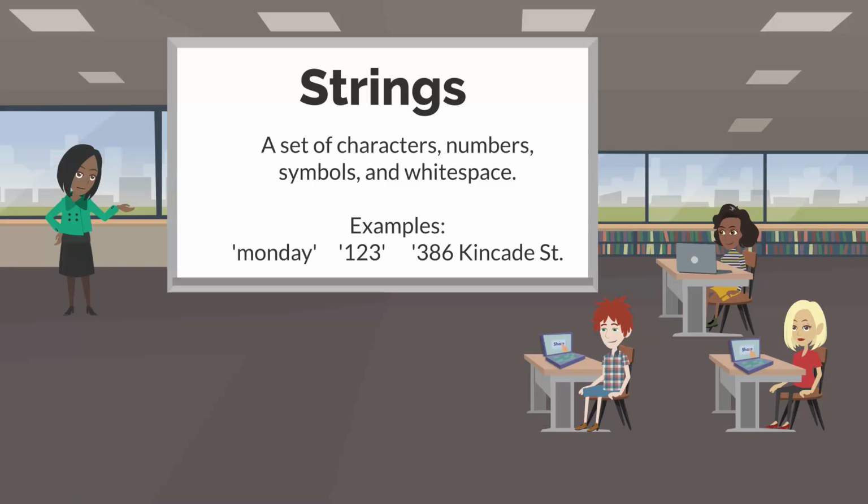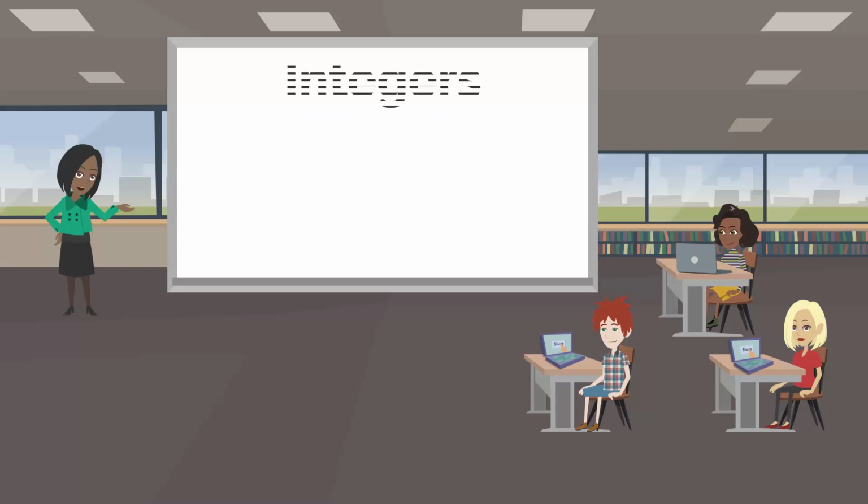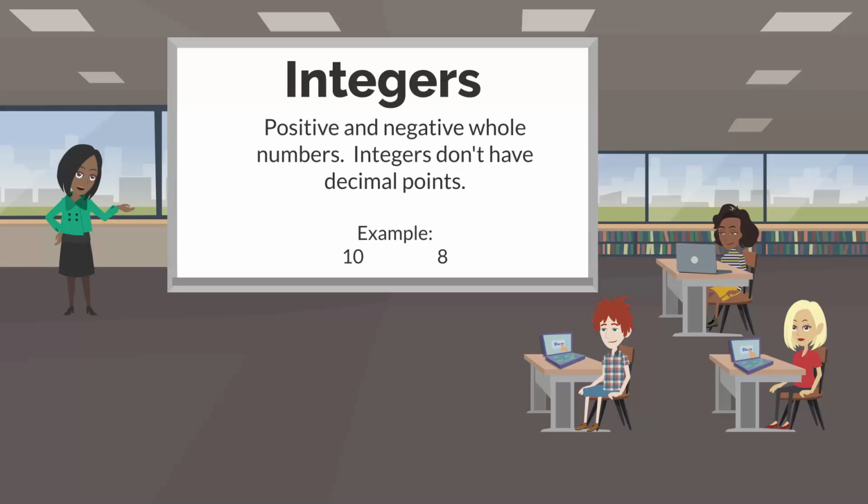Here are some examples of strings. In Python, whatever is wrapped around single or double quotation marks is considered a string, even if it's numbers. Integers are positive or negative whole numbers. An integer does not have a decimal point, and they are not represented with quotation marks.